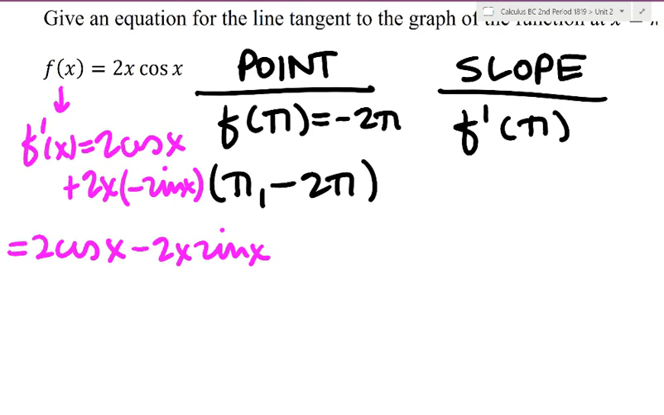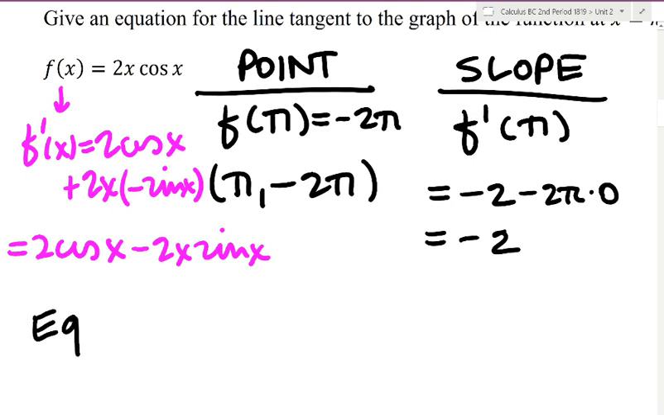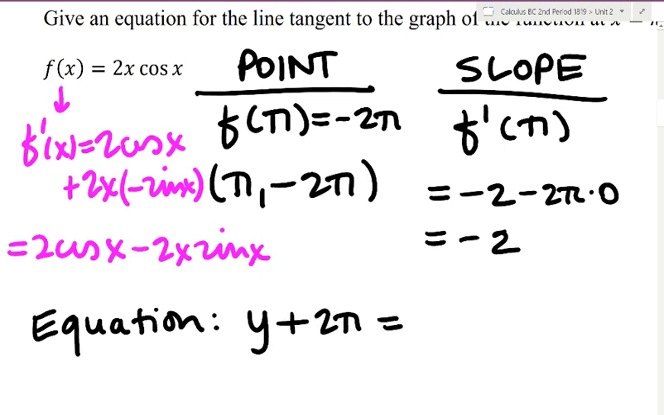F prime of pi, when I plug in pi, I'm going to get 2 times the cosine of pi, which is negative 2, minus 2 times pi times the sine of pi, which is 0. So that's just negative 2. Now that I've got a point and a slope, I'm ready to write down the equation of the tangent line. y minus negative 2 pi is going to equal negative 2 times x minus pi.